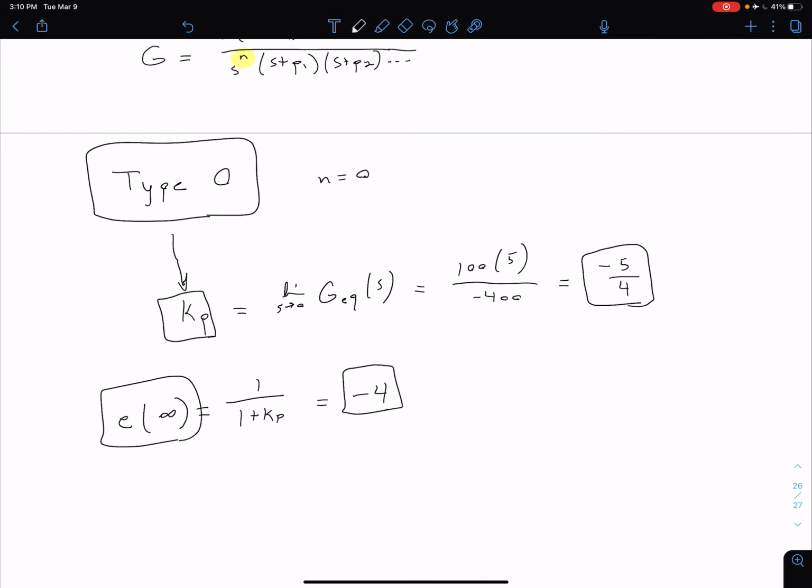One thing to note: we've not seen a negative steady state error before. All that negative value indicates is that our output is going to be larger than our input in steady state as t goes to infinity. So, output larger than input as t goes to infinity.